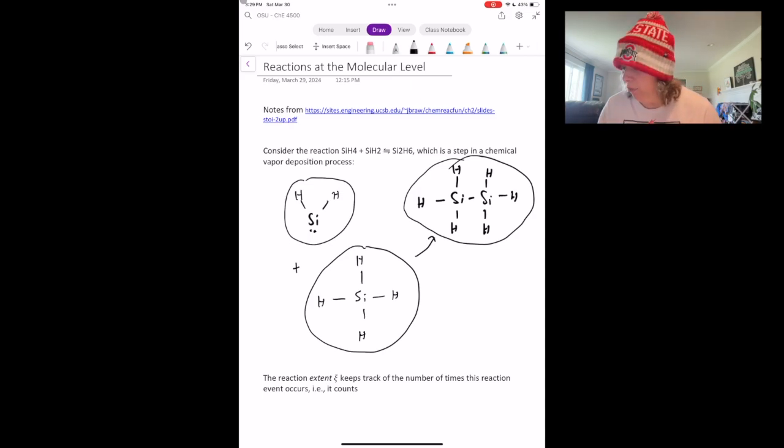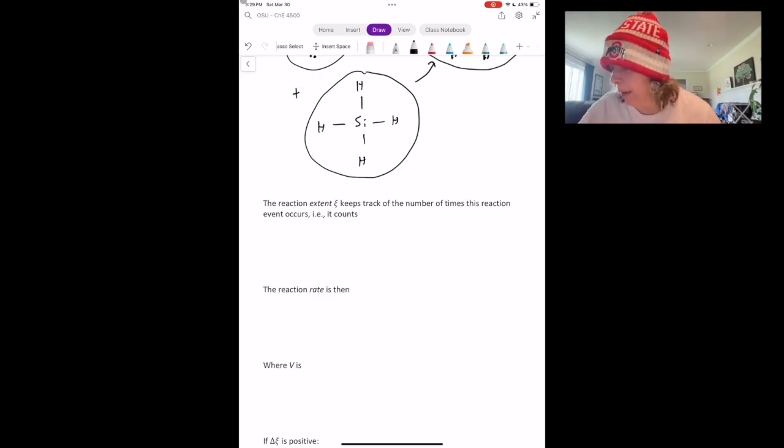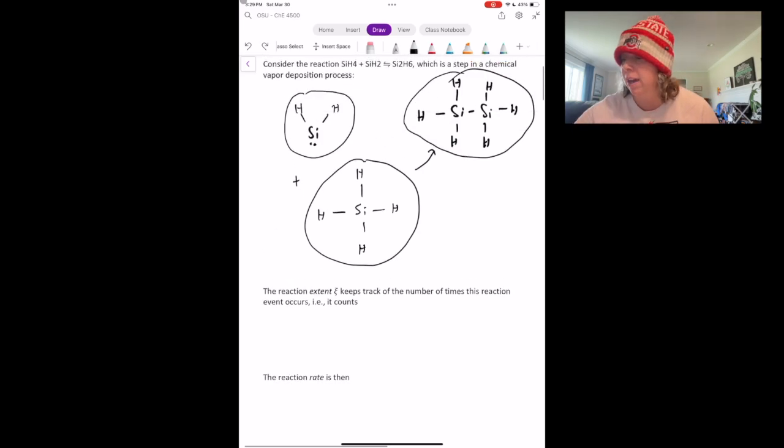All right, so if we want to think about the rate of this reaction, we're going to base this on the extent of reaction. I'm going to call the extent Z, so lowercase Greek letter Z. That's this squiggly piece right here. The extent of reaction keeps track of the number of times this reaction event occurs. So when I say this reaction event, I mean this SiH2 combining with this SiH4 to form this Si2H6.